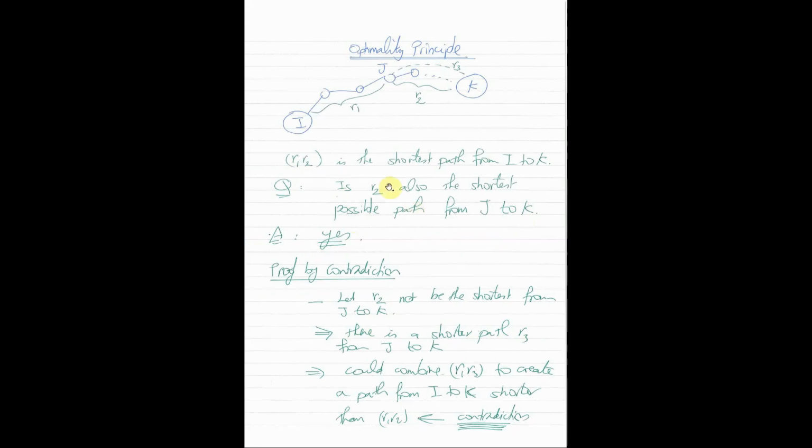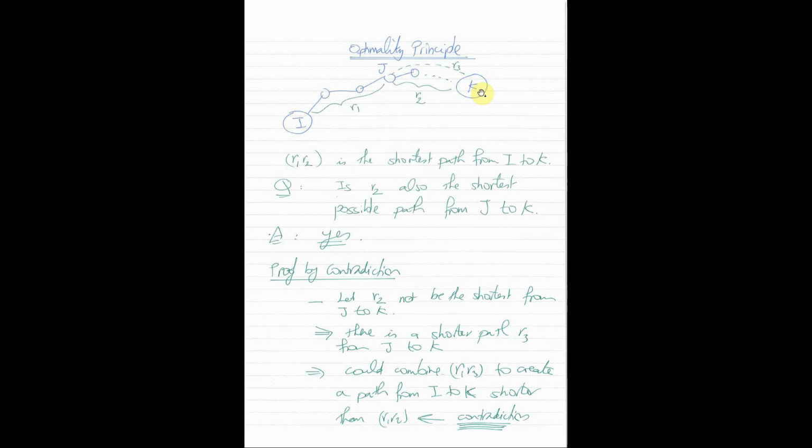I think it is best that I use my own illustrative slide here. The optimality principle says the following. Imagine that this is router I and this is router K, and this path from router I to router K, that path indicated on the figure, is a path from router I to router K.